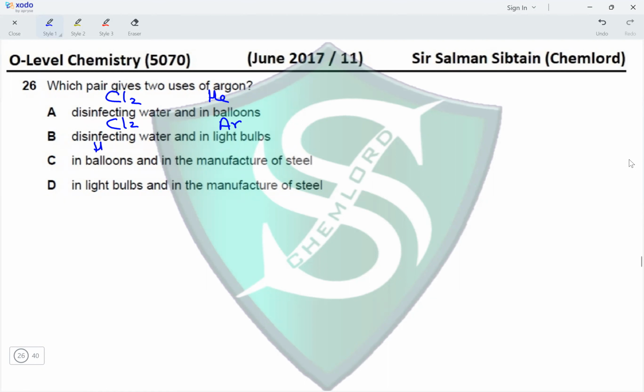In balloons, we would have helium, and in the manufacture of steel, we would use argon. So again, both uses are not for argon. In light bulbs, we would use argon, and in the manufacture of steel, also argon would be used. Therefore, the correct option for this question is option D.